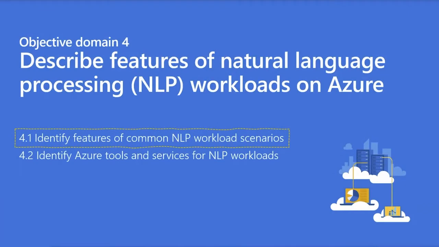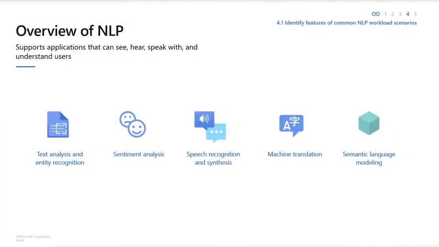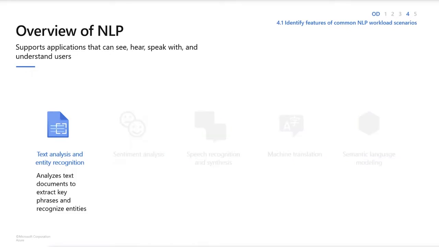So we are going to start with identifying features of common natural language processing workload scenarios. A quick overview of natural language processing: remember, artificial intelligence is where we're emulating human capabilities and behaviors. In this case, we're emulating the ability to see, hear, speak, and understand users. So this includes text analysis and entity recognition, sentiment analysis, speech recognition and synthesis, machine translation, and semantic language modeling. So why don't we start with text analysis and entity recognition?